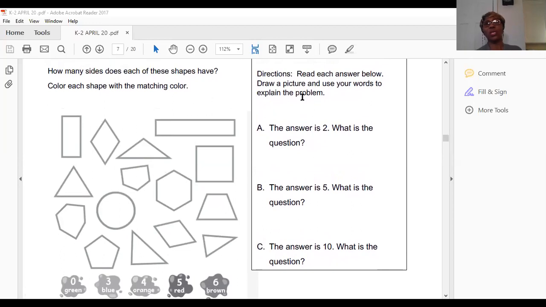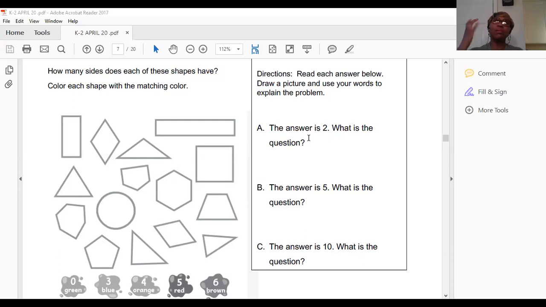So now let's move on here. It says, read each answer below, draw a picture, and use your words to explain the problem. So it wants you to draw a picture and use words. And it gives you the answer. And here it says the answer is 2. What is the question? Well, I'm going to do this as an example.